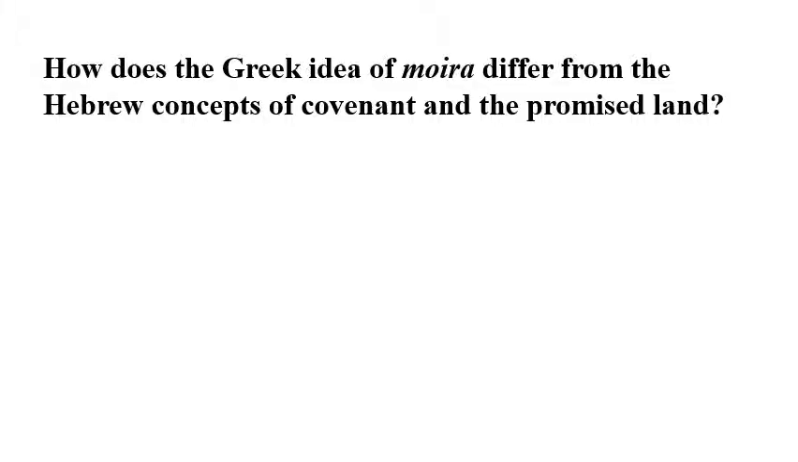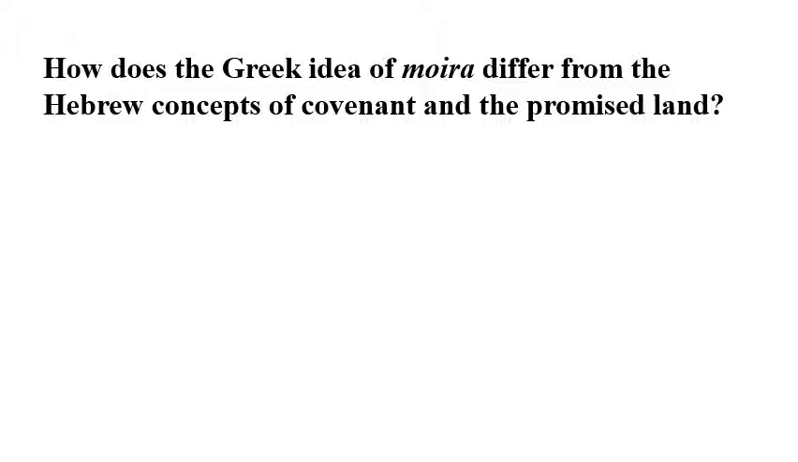So here's another question you might be asked in a course on the ancient world. How does the Greek idea of Moira, often translated fate, differ from the Hebrew concepts of covenant and the promised land? Right? So you're being asked to contrast them. You do not want to respond to this with a thesis that is something like, the Greek idea of Moira is different from the Hebrew concepts of the covenant and the promised land, right? That's too vague, that's too wide and flimsy.